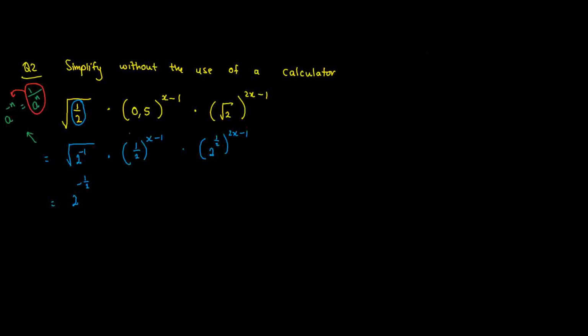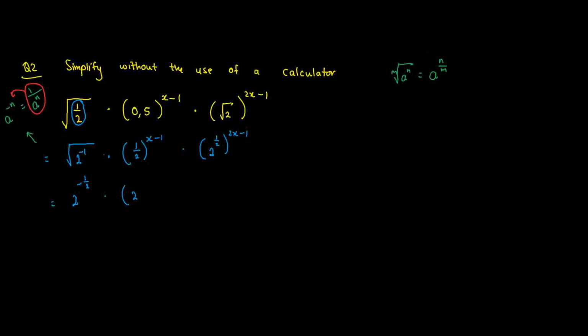Why? I'm applying the law that states, right now on the side, I'm just going to recap some of the laws here as well. The nth root of a raised to the power of m is equal to a raised to the power of m over n. So that's what I'm applying in this situation. So I have times 2 raised to the power of negative 1 over 2.